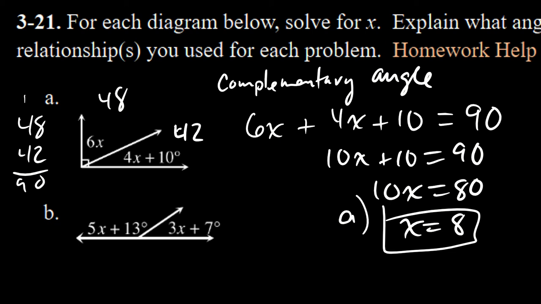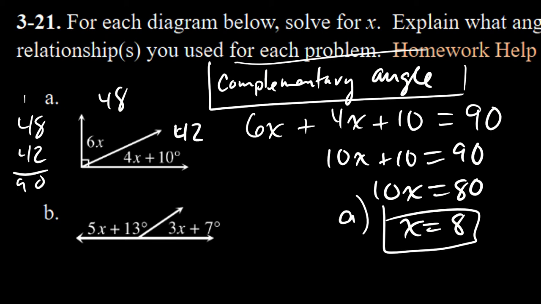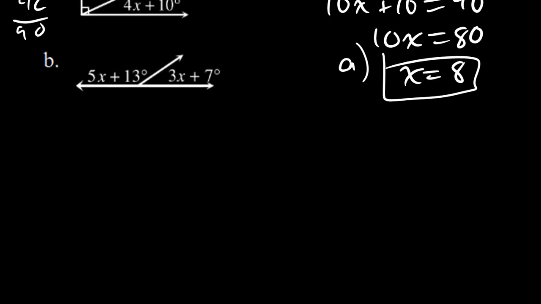And this was the property I used. Complementary angles have a sum of 90 degrees. The second one I'm going to use, these are supplementary angles, or you could say they are also angles that form a linear pair. The two of them together, this angle plus this angle, is forming a line.